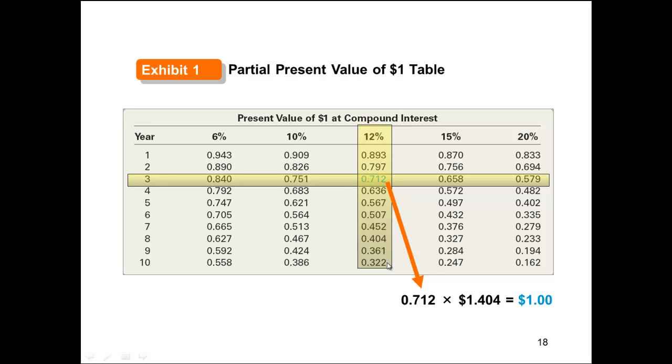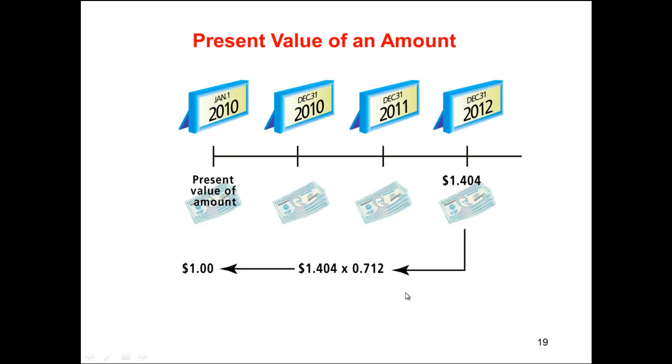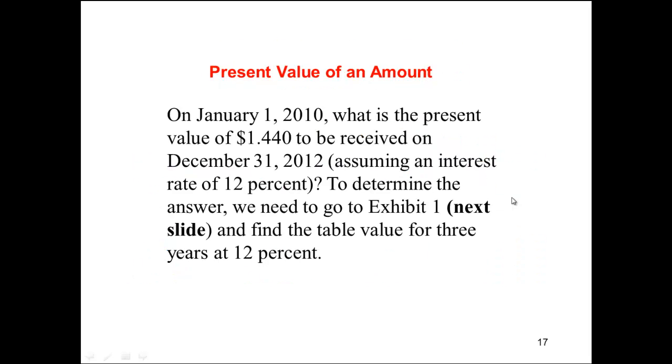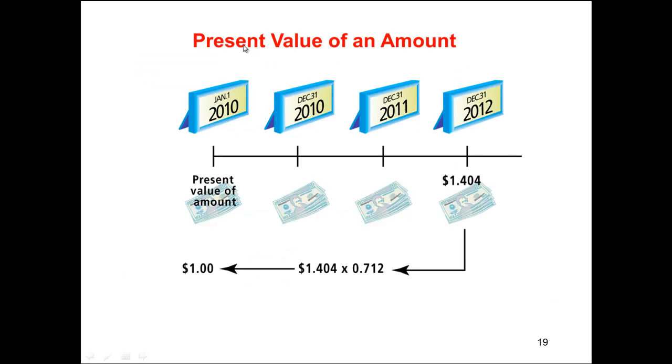So if we had 0.712 and we multiplied it by the 1.404, that would give us $1, right? So let's skip back and look at this. It was $1 that became worth $1.40, right? So let's take a look back again, and this shows us the present value. The present value of $1.40 is, if we multiply it by this number here, it gives us $1. So this keeps us from having to do all these calculations.